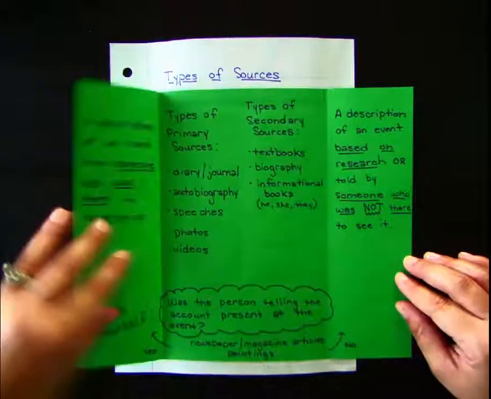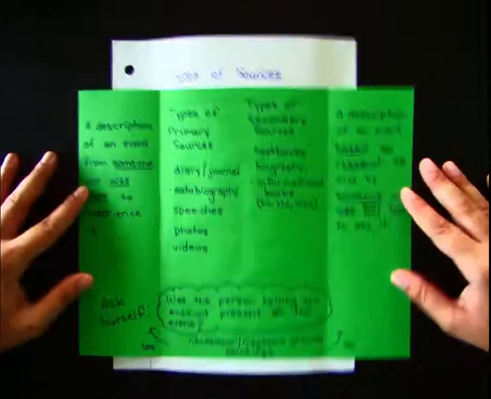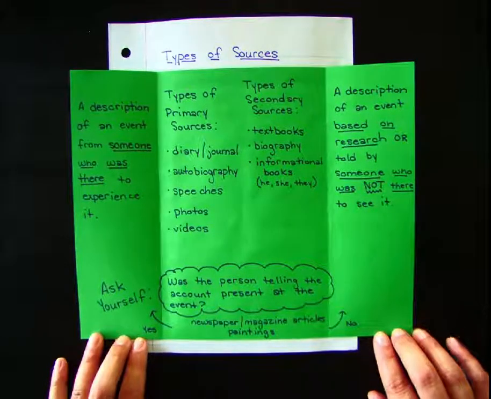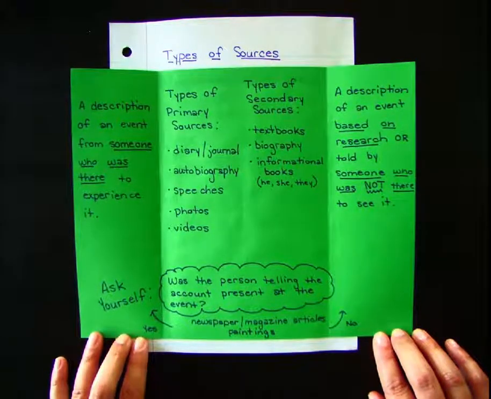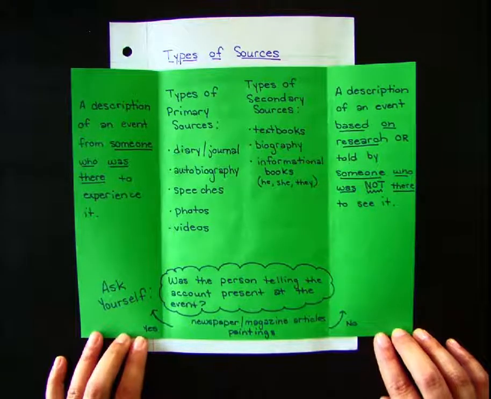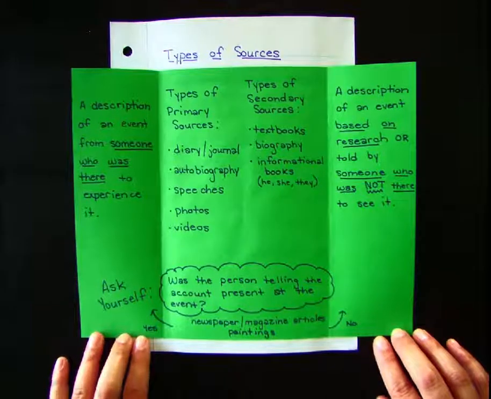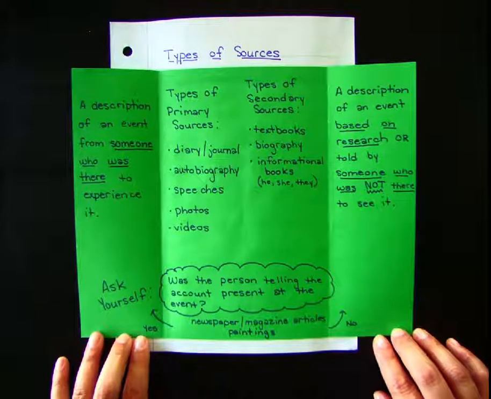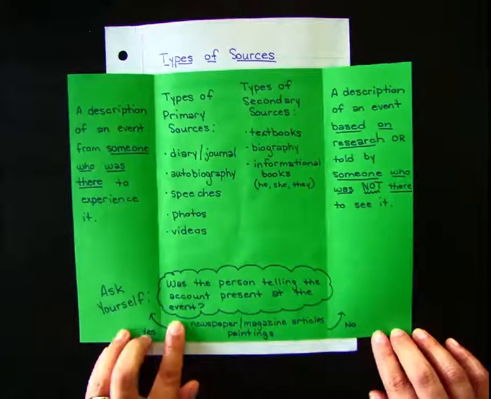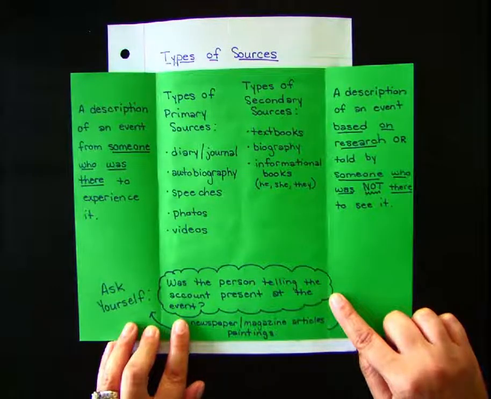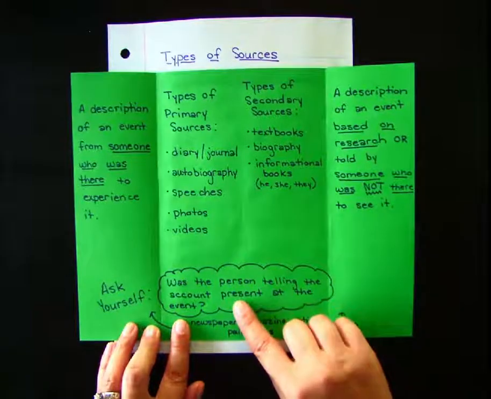Now, one thing I do want you guys to add down to the bottom then when you are finished with both of your flaps is a way to tell if something is a primary source or a secondary source. Because there are some things that could fall into either category. Okay, so you want to ask yourself, was the person telling the account present at the event? That means, were they there?